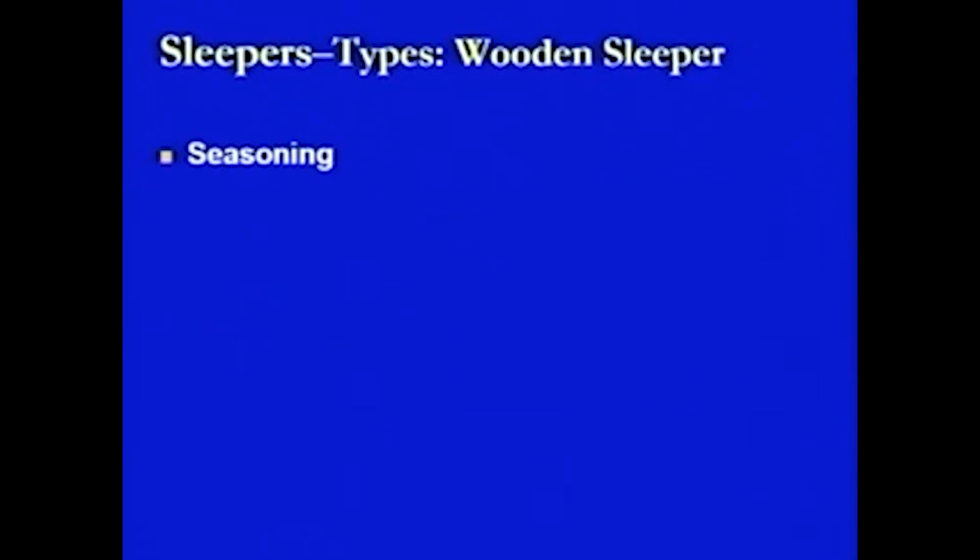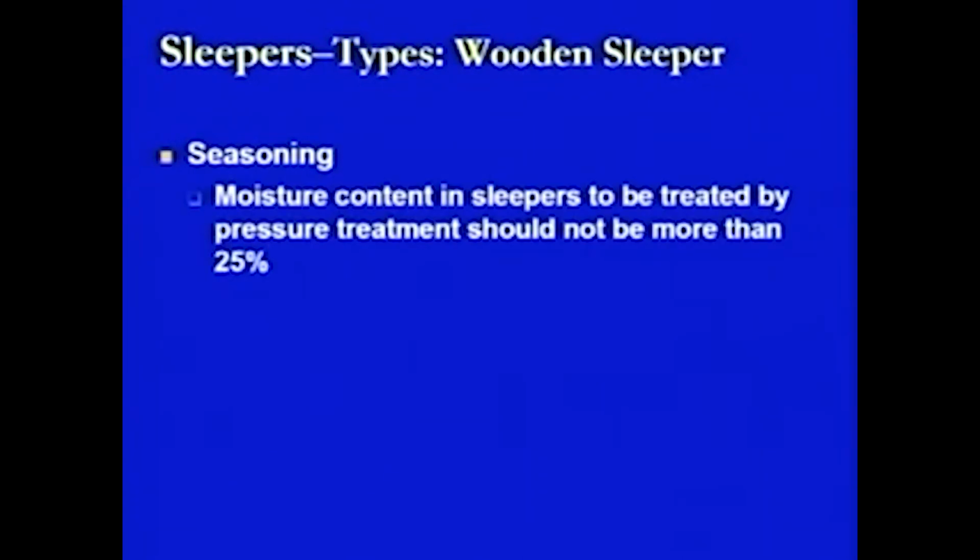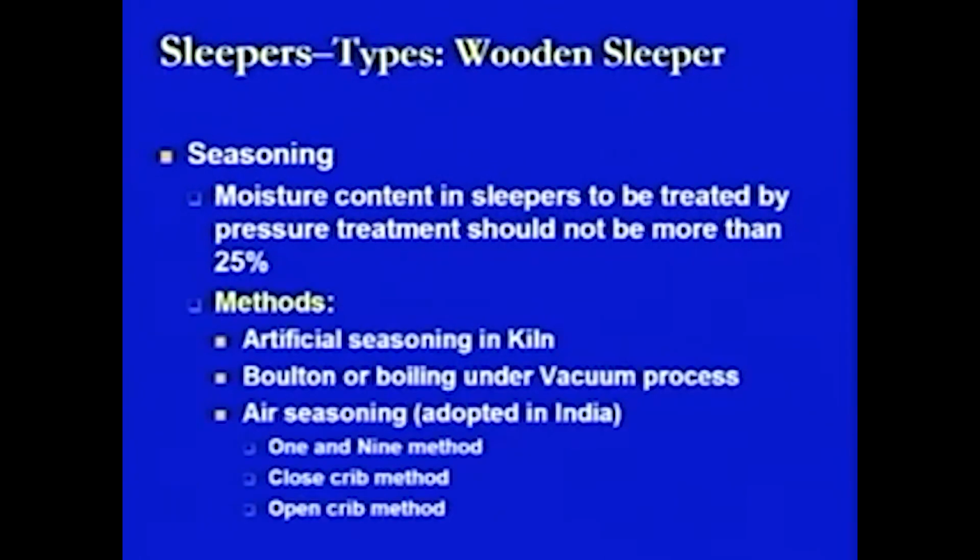Then in the case of wooden sleepers, as the wood is taken directly from the tree, as soon as it arrives, it has some amount of moisture. So, as in the case of other wooden structures, seasoning has to be done in the case of wooden sleepers. This seasoning is nothing but treating the sleeper such that the amount of moisture contained in it is reduced. Moisture contained in a sleeper to be treated by pressure treatment should not be more than 25%.